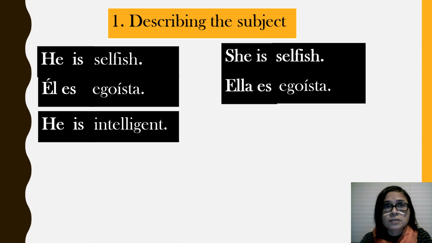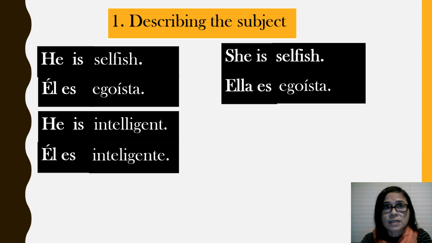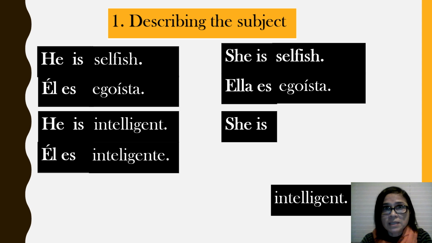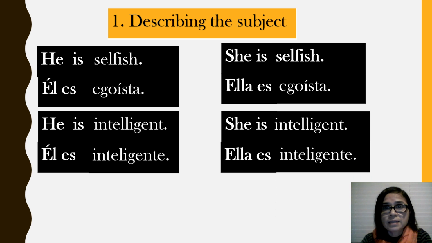It's the same case. For example, you want to say he is intelligent, so that will be él es, and the adjective is inteligente. So the adjective ends in E. You are going to leave it like that. You don't have to change it, and it's going to be the same for feminine. So, she is intelligent. Ella es inteligente.